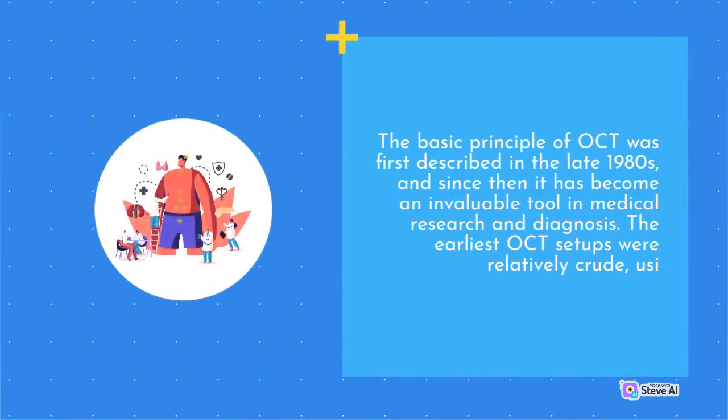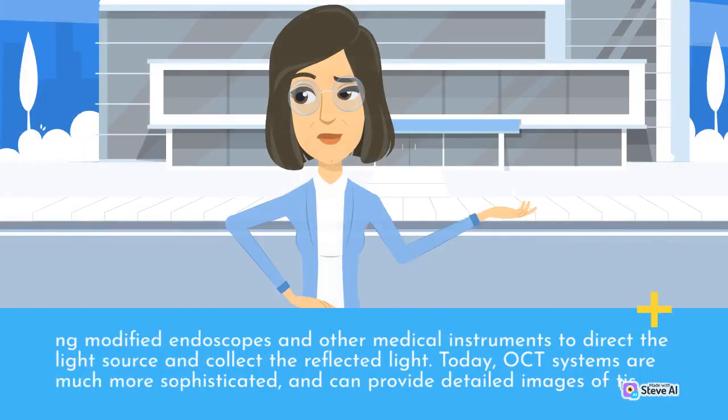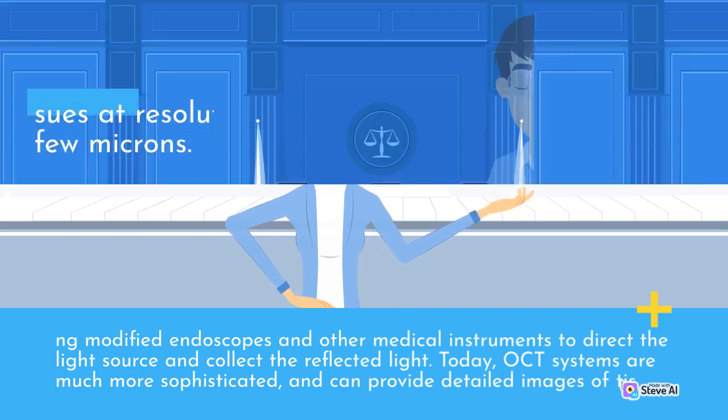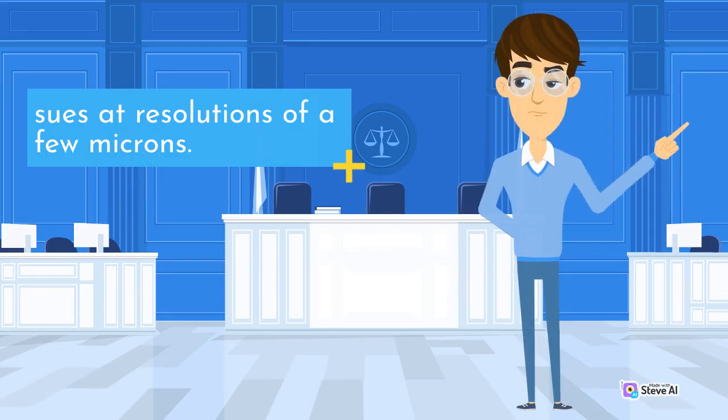The basic principle of OCT was first described in the late 1980s, and since then it has become an invaluable tool in medical research and diagnosis. The earliest OCT setups were relatively crude, using modified endoscopes and other medical instruments to direct the light source and collect the reflected light. Today, OCT systems are much more sophisticated and can provide detailed images of tissues at resolutions of a few microns.